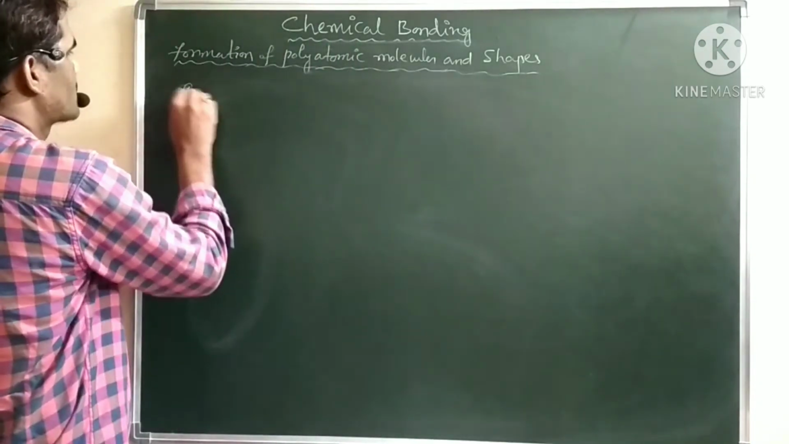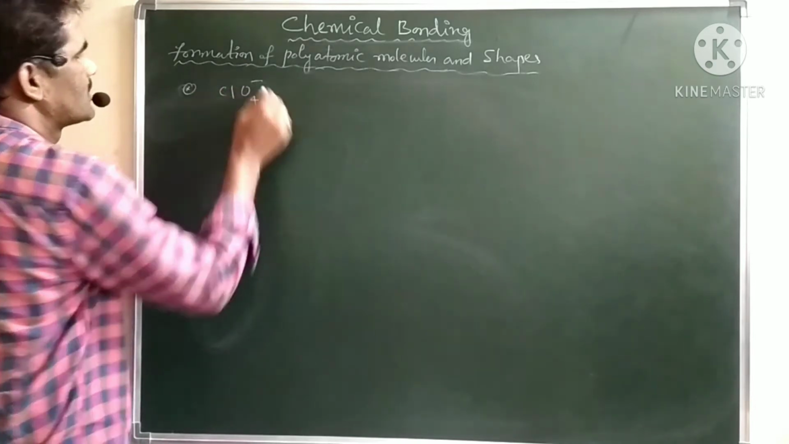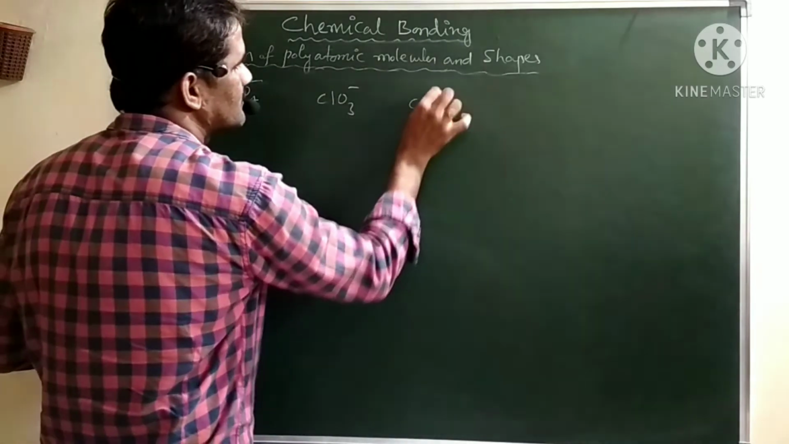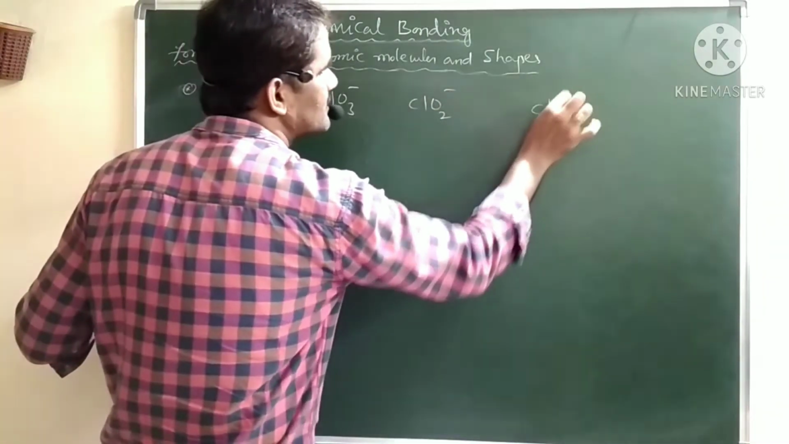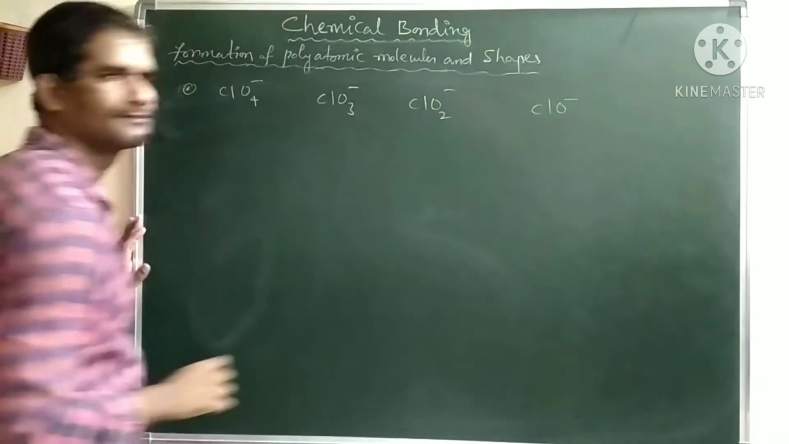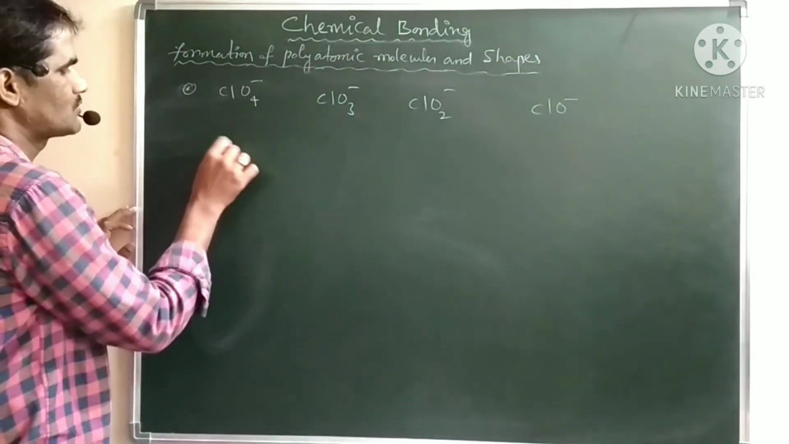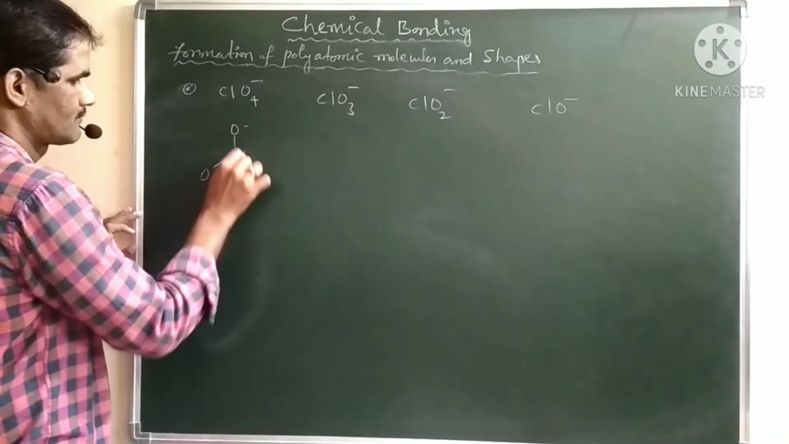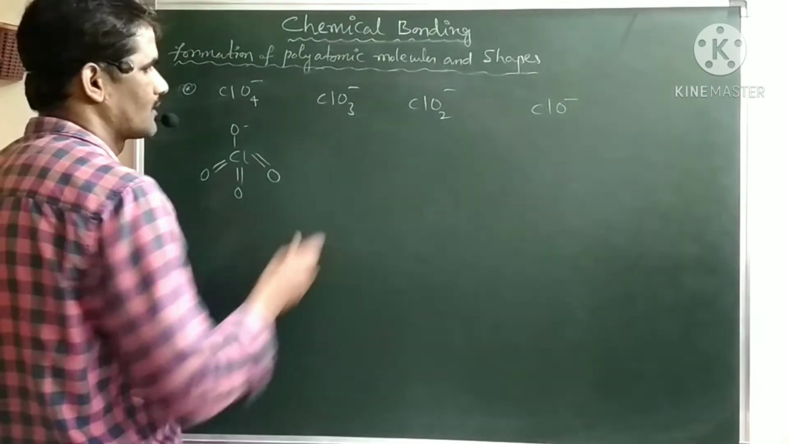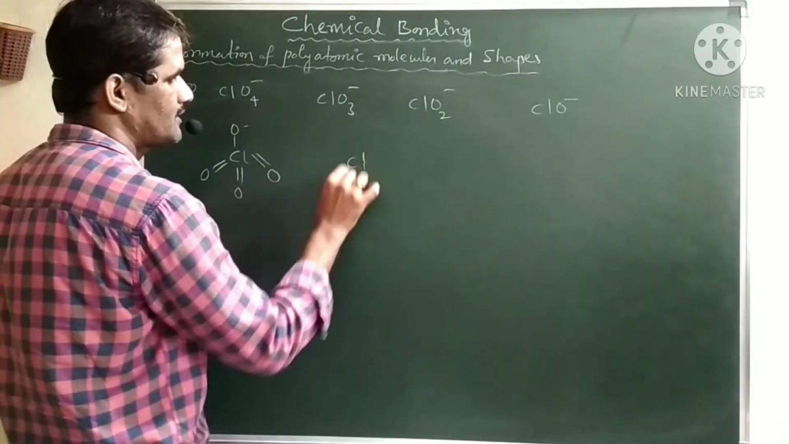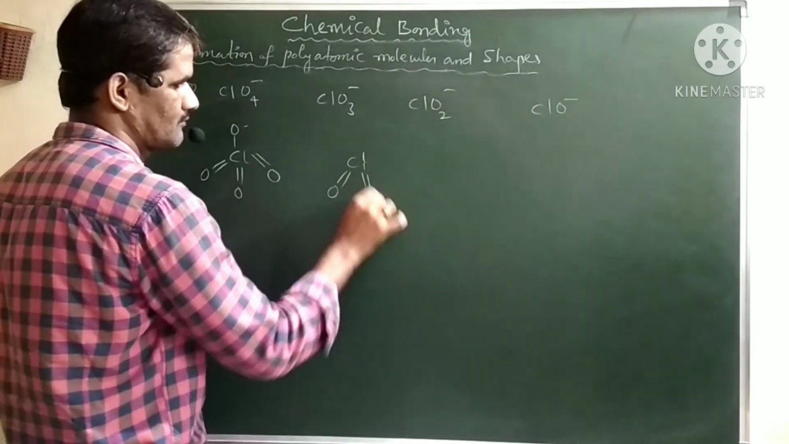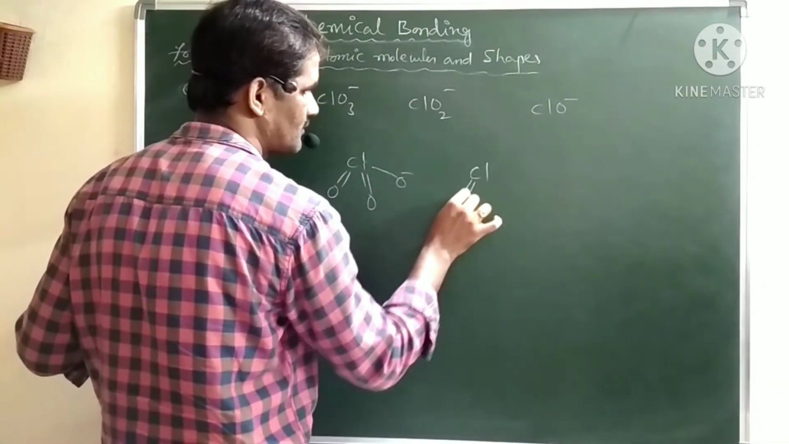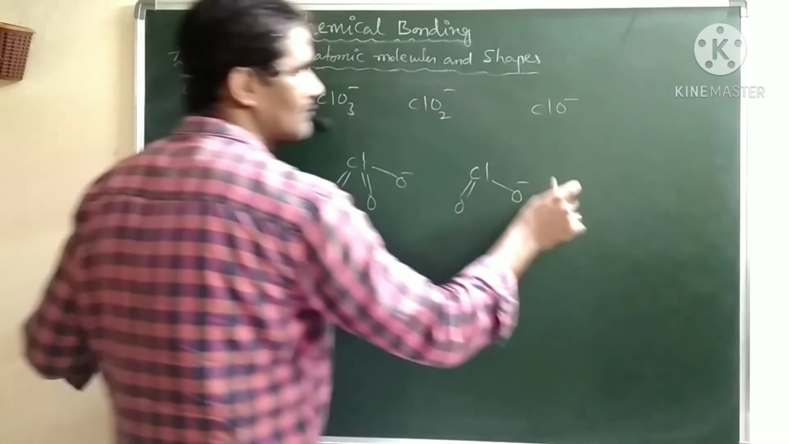Next, let us take molecules like ClO4 minus, ClO3 minus, ClO2 minus, and ClO minus. In this case, for ClO4 minus, the geometry is like this. ClO3 minus geometry is like this, ClO2 minus geometry, and ClO minus geometry.